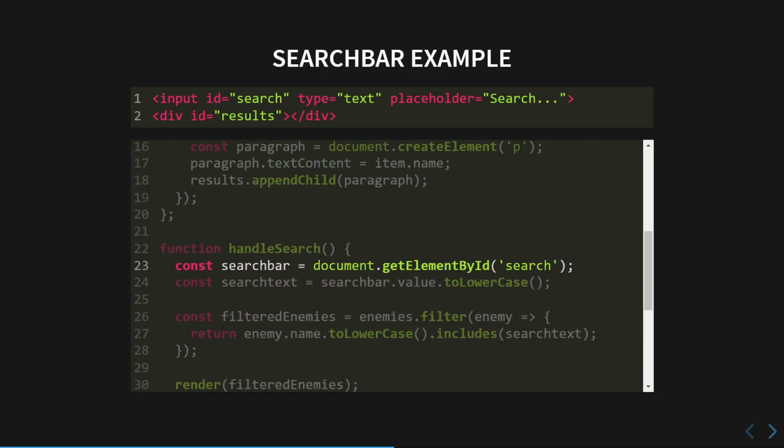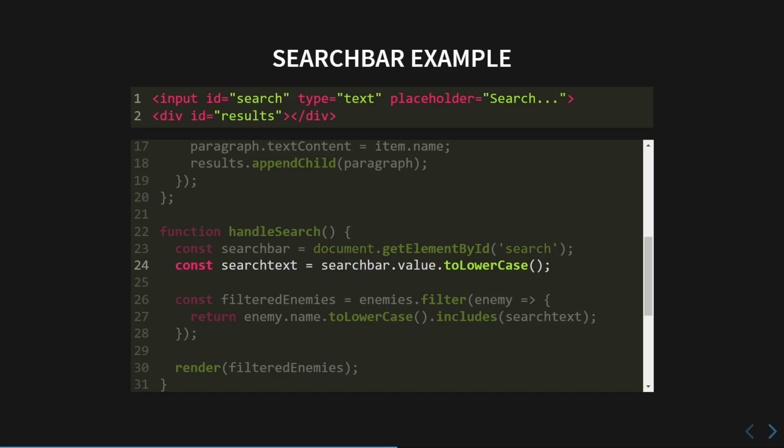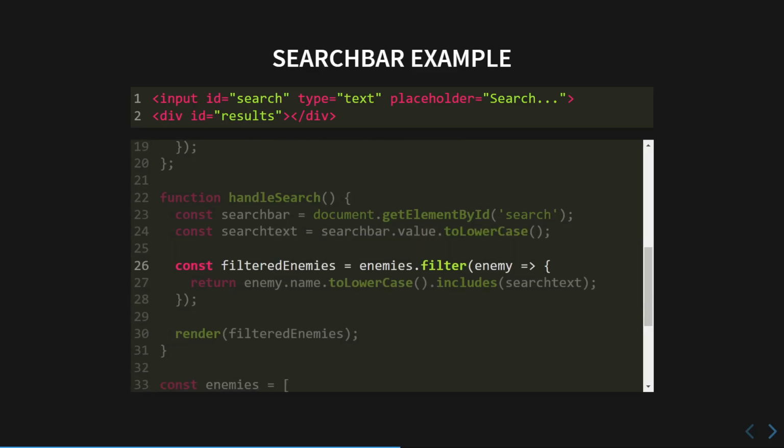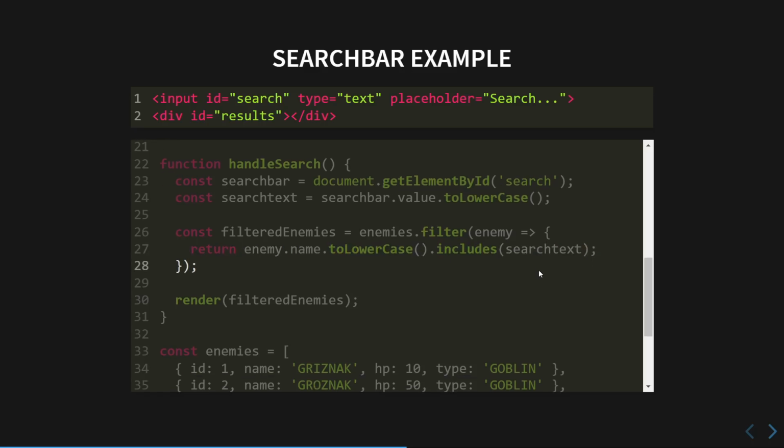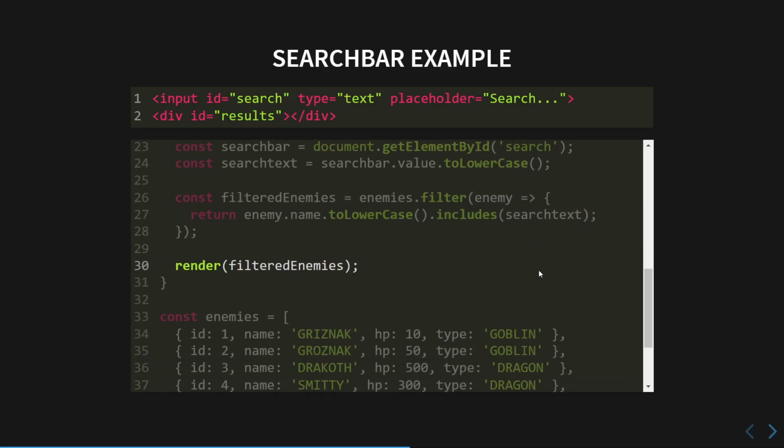Handle search will get the search bar, get the search text that your user entered, and then it'll start to filter the enemies based on whether the enemy's name includes the search text that the user entered. And now that we have a list of filtered enemies, it'll just render it.